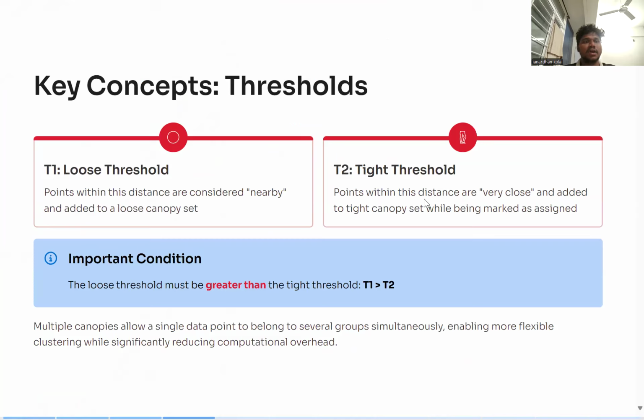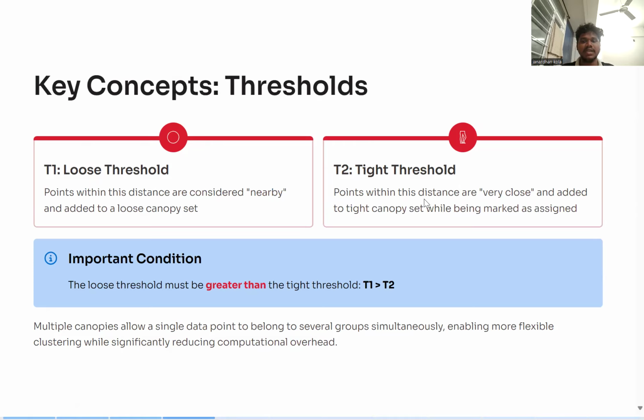The key concept of canopy clustering is thresholds. This algorithm uses two thresholds, where T1 is the loose threshold. Points within this distance are considered nearby and added to the loose canopy set. T2 is the tight threshold. Points within this distance are very close and added to the tight canopy set while being marked as assigned. The important condition is that T1 must be greater than T2.